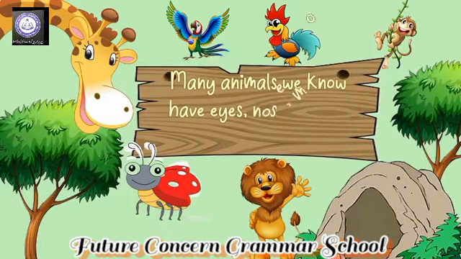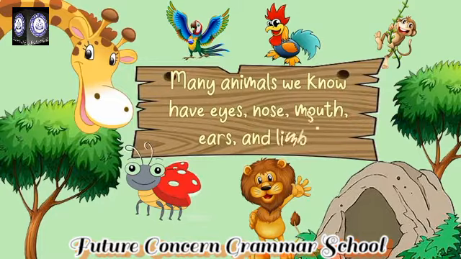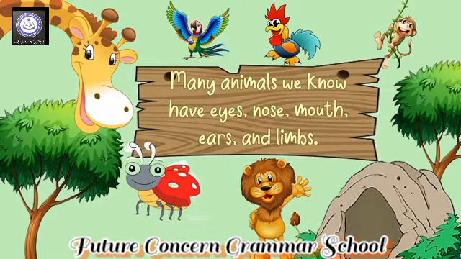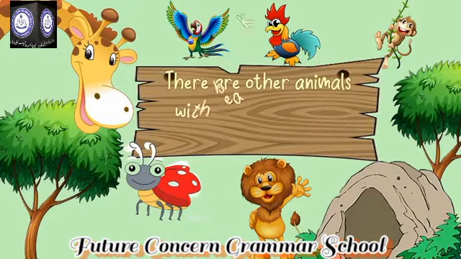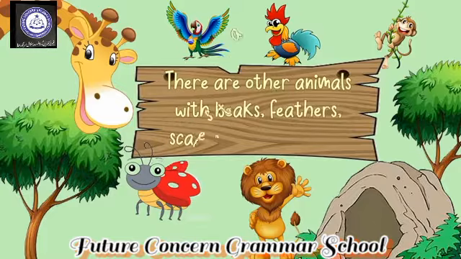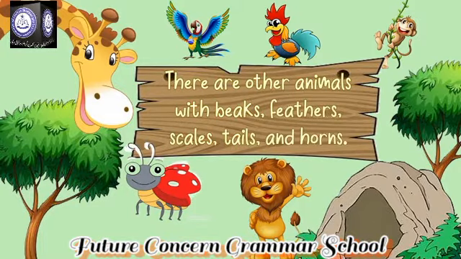Many animals we know have eyes, nose, mouth, ears, and limbs. There are other animals with beaks, feathers, scales, tails, and horns.